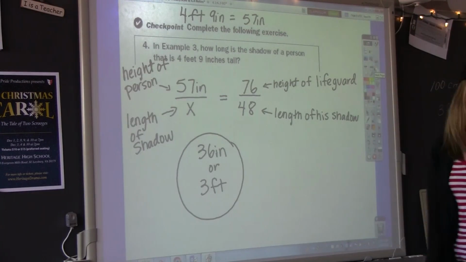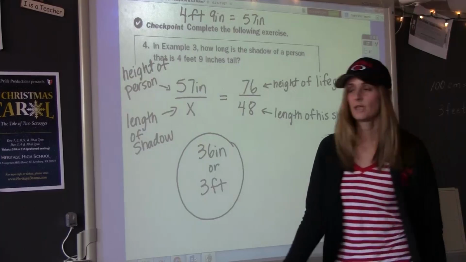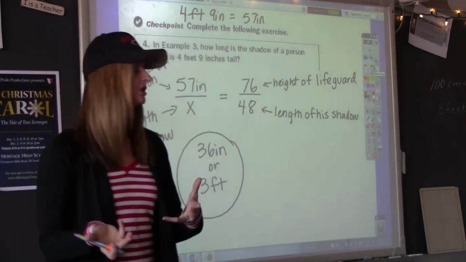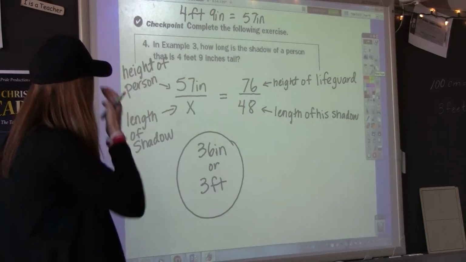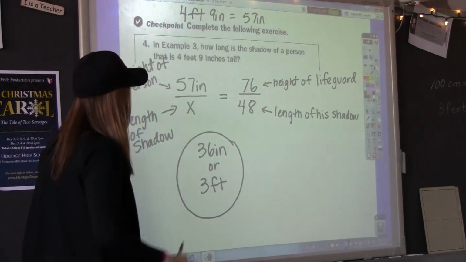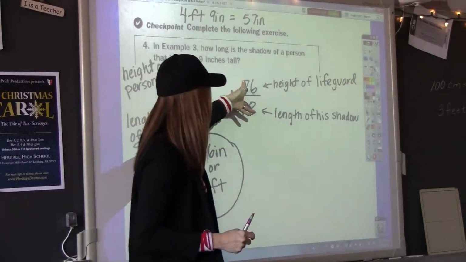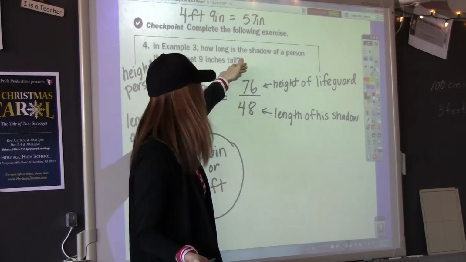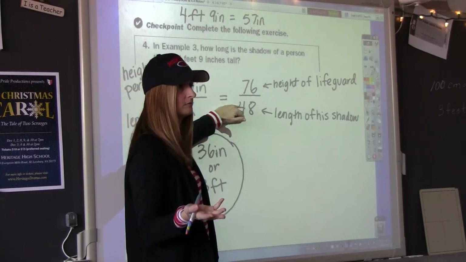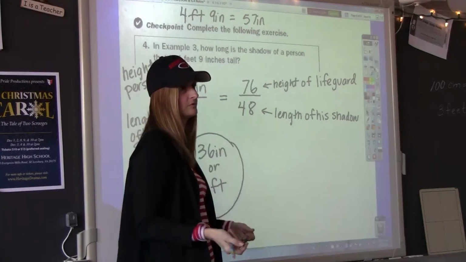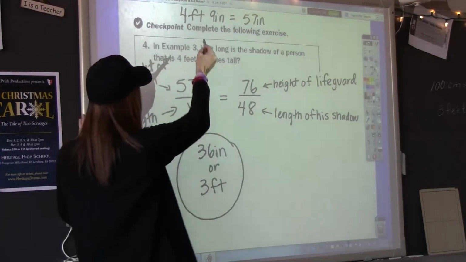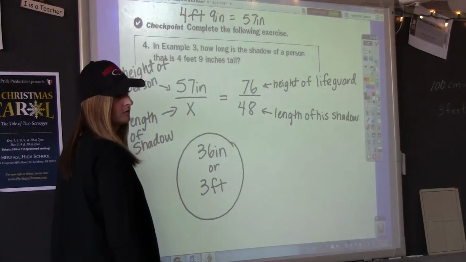Okay, this is how I set mine up. However you set yours up, you should end up with either 36 inches or 3 feet. I started with this side, and I put the height of the lifeguard over the length of his shadow. Those are numbers I have, and I use them. So the height of this person over the length of their shadow.